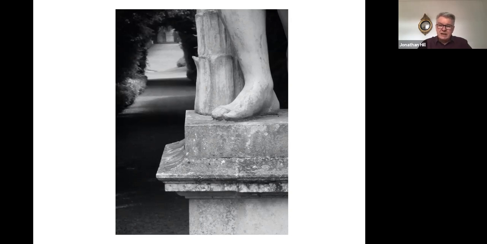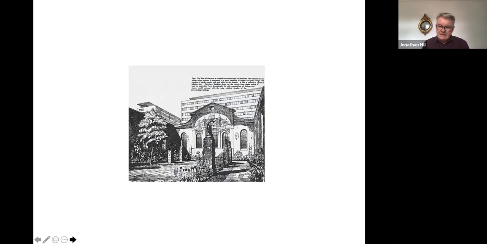And this is actually an image of William Kent's garden at Rousham in Oxfordshire, which was created between about 1737 and 1741. Now I'm going to move forward into the mid-20th century.